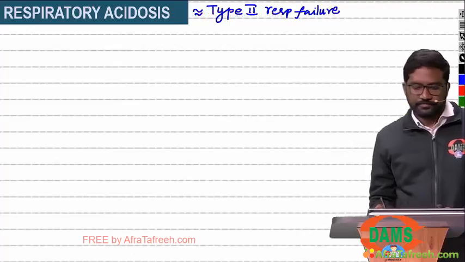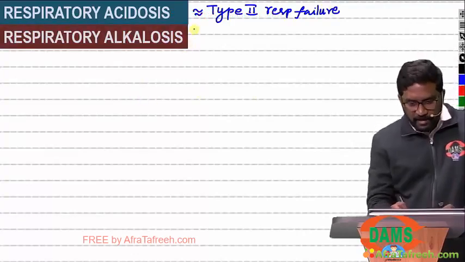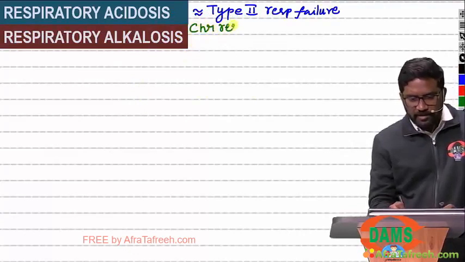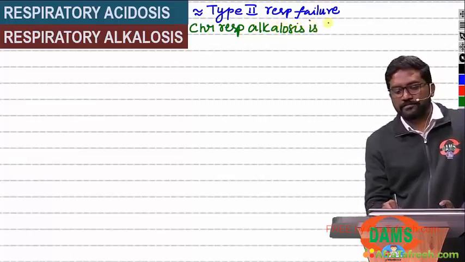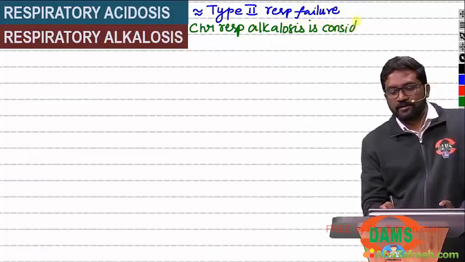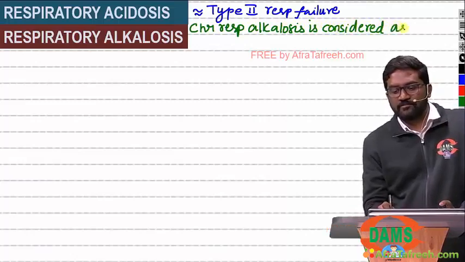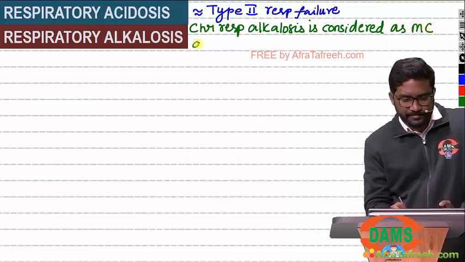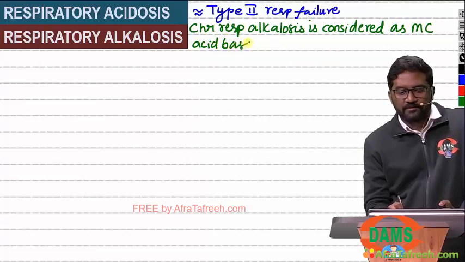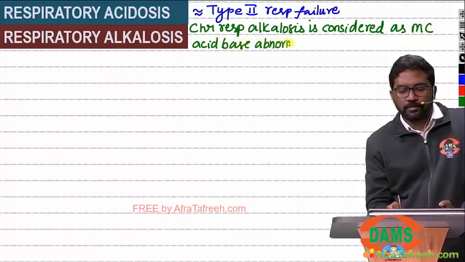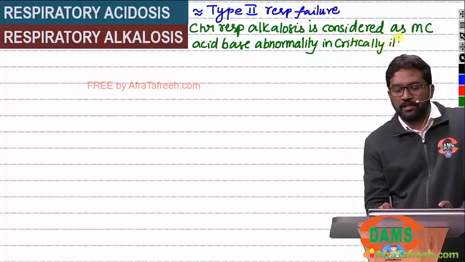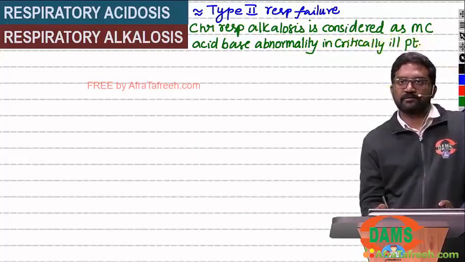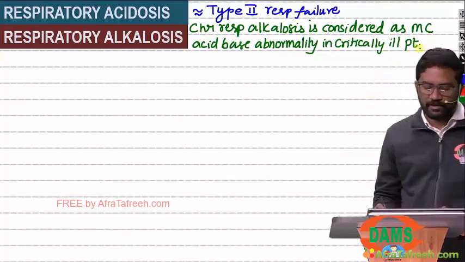Then coming to respiratory alkalosis. Actually, chronic respiratory alkalosis is considered the most common acid base abnormality in critically ill patients. So why is it so? Once you see the causes of respiratory alkalosis, you will understand.